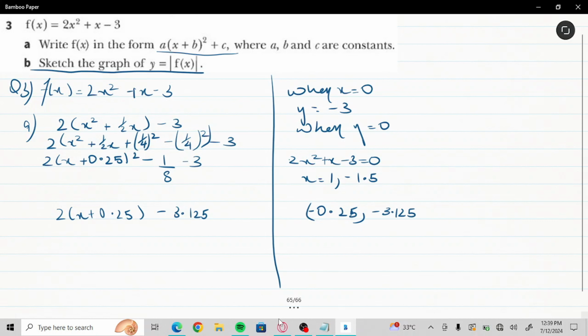I am not wrong. Wait a second. I think there's a problem in this. a(x minus h) plus k.